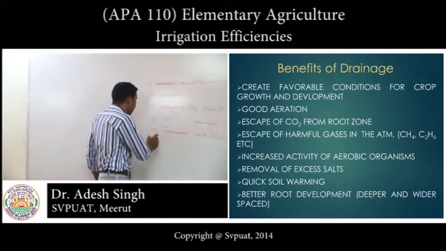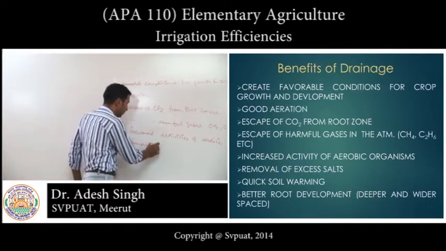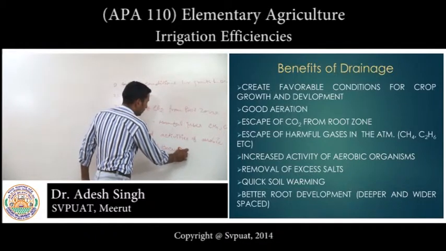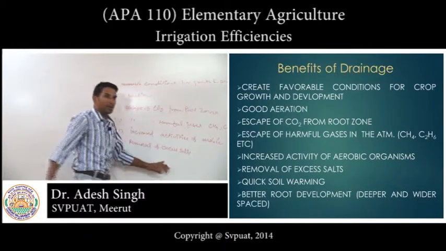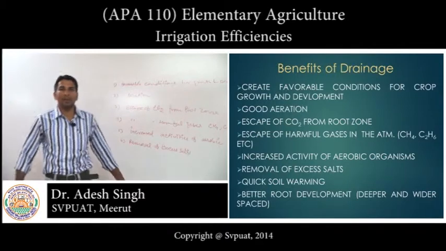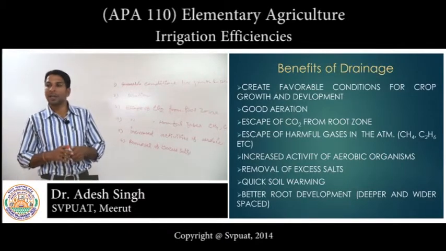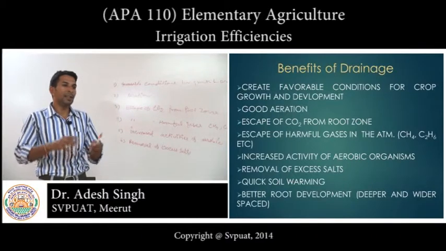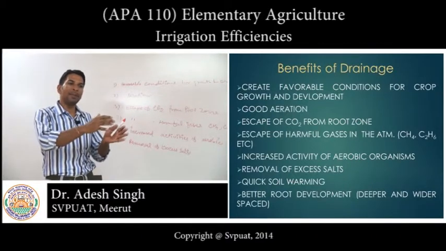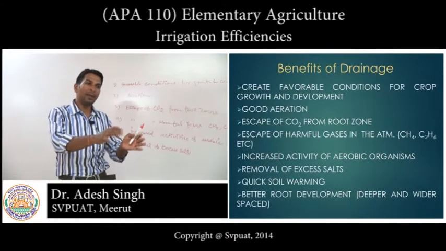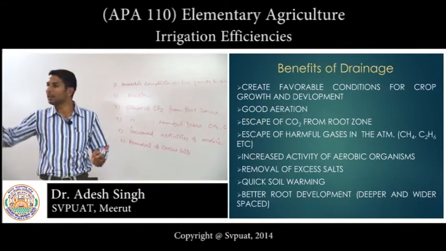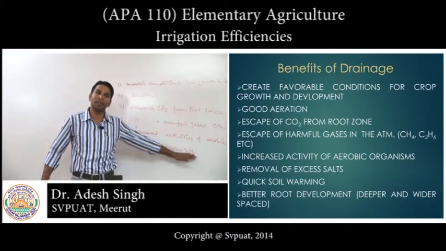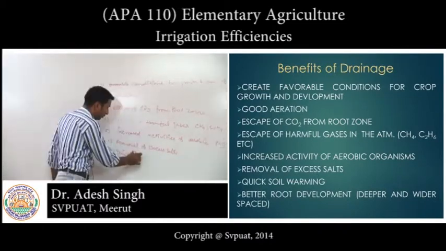Then removal of the excess salts, because when we drain the water through artificial means, the dissolved salts can escape or be removed from the field to certain other places. So the removal of excess salt also takes place with the help of drainage.